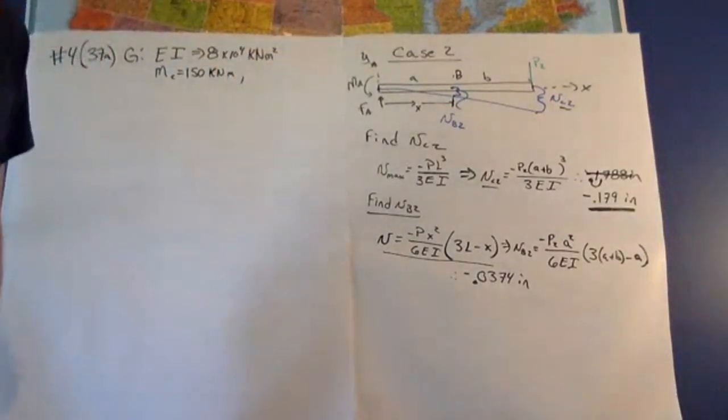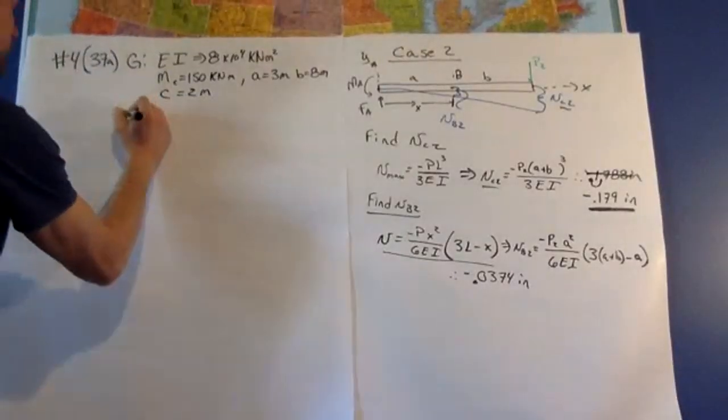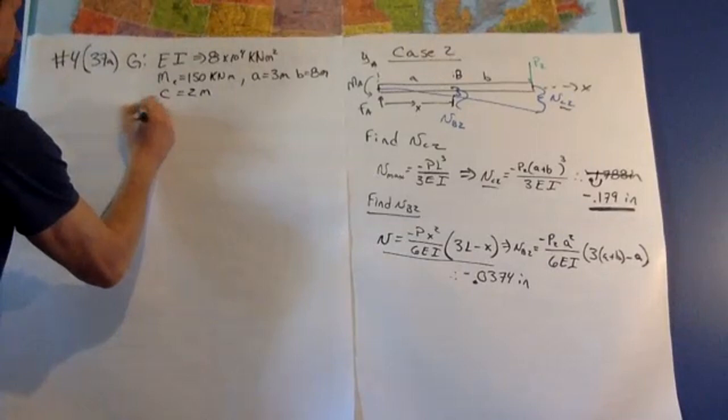And then we're also going to put in place A is equal to 3 meters, B is equal to 8 meters, C is equal to 2 meters. So I'm trying to find the displacement of B.